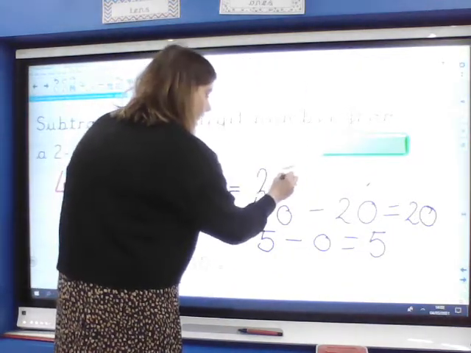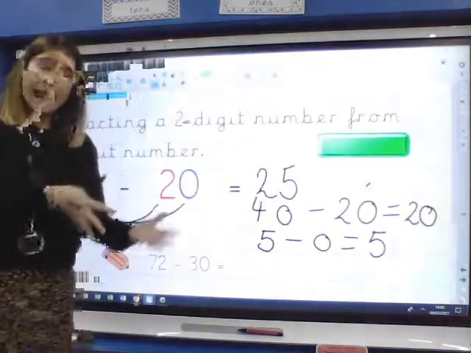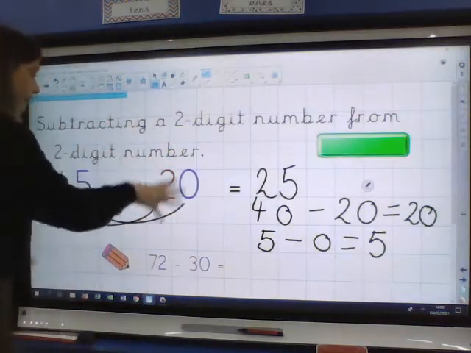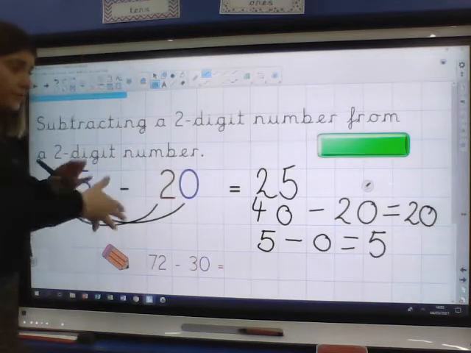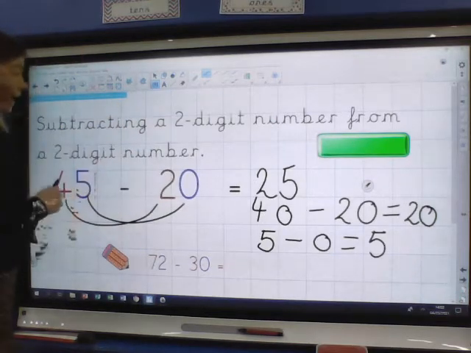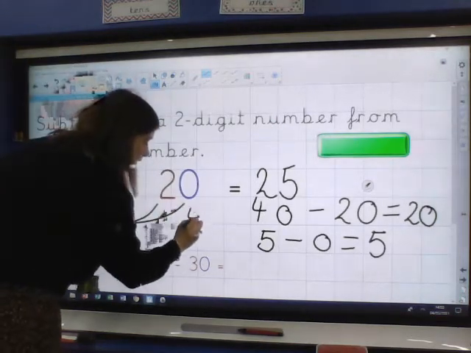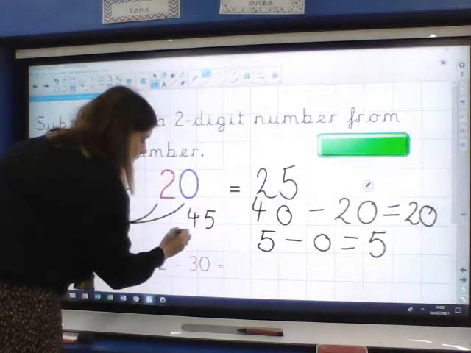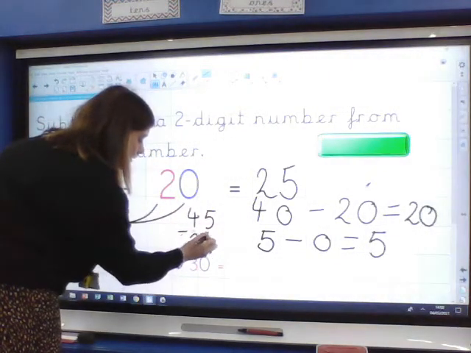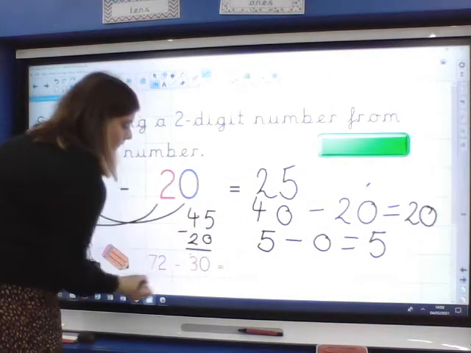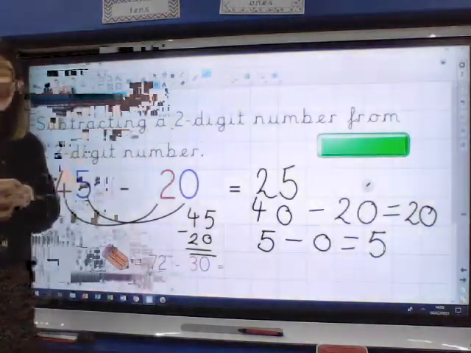Okay, or we could have a go at using column like we did yesterday. So partitioning it, but in the column method. So we do 45 subtract 20, and now it equals at the bottom. So whichever method works best for you.